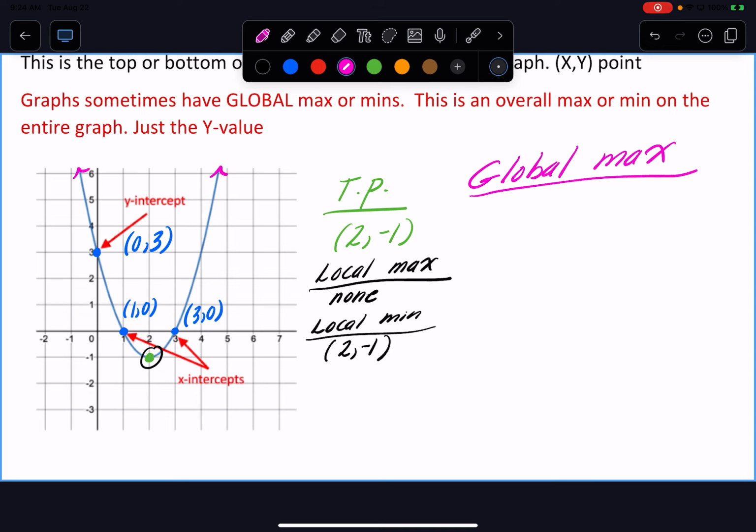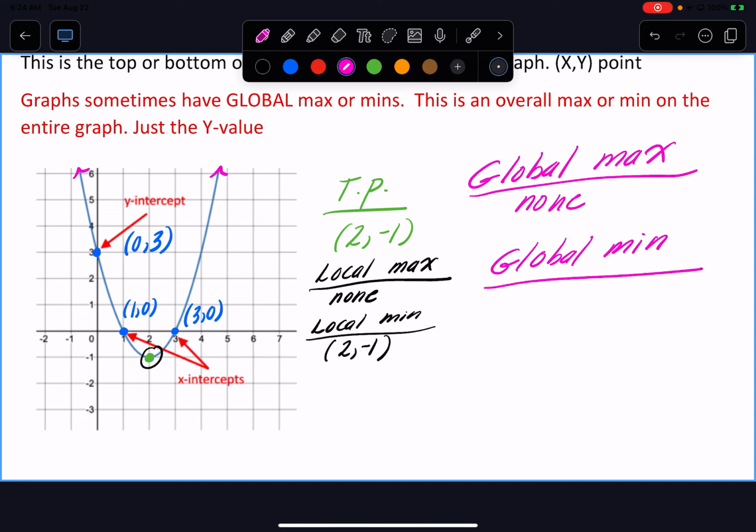So our max is going to infinity. Infinity is not a number, so you can't write that as an answer. So you would say there is no global max, none. But there is a global min. That means overall on the entire graph, what is the lowest point possible? What would you say? Lowest point possible. Min is low.